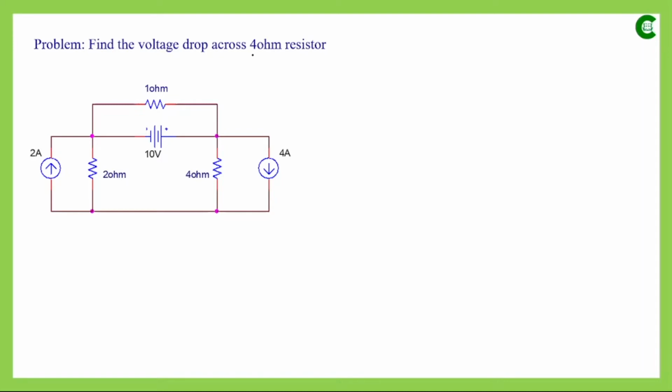suppose we want to find out the voltage drop across this 4 ohm resistor, then how can we find that? If we closely analyze this circuit, we can see that we have one mesh here, then 2, 3, and then 4 meshes. And if we analyze the circuit with respect to nodes, we can see we have one principal node here, another principal node here, and another node here.